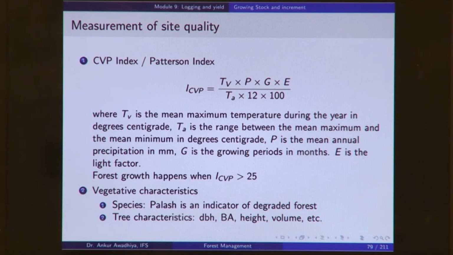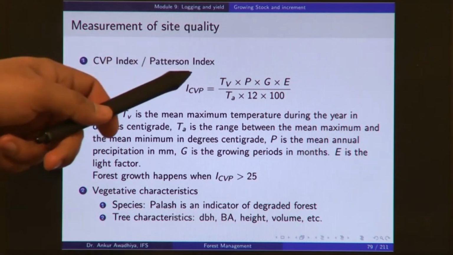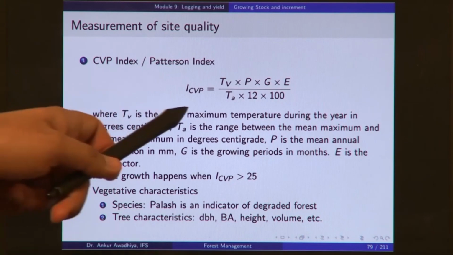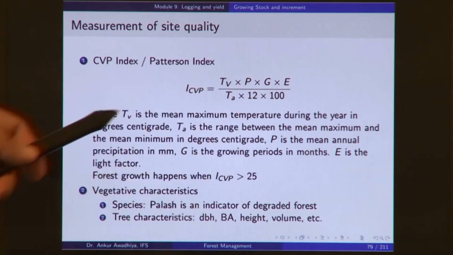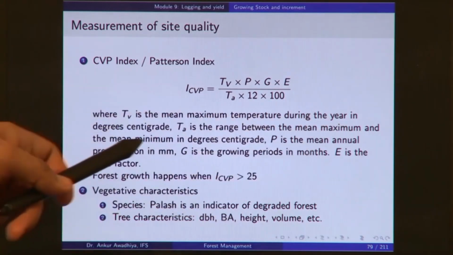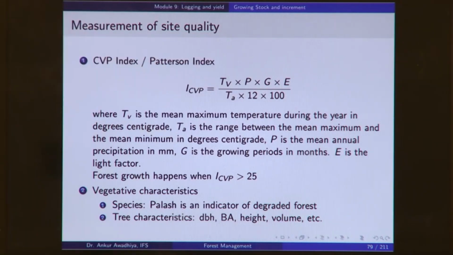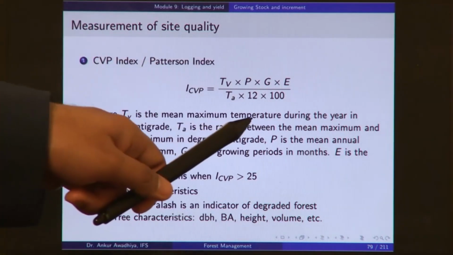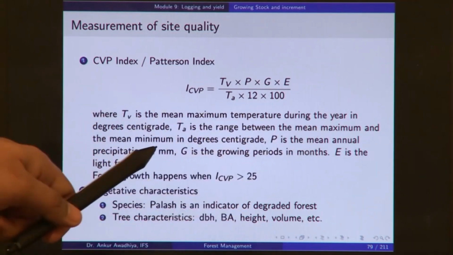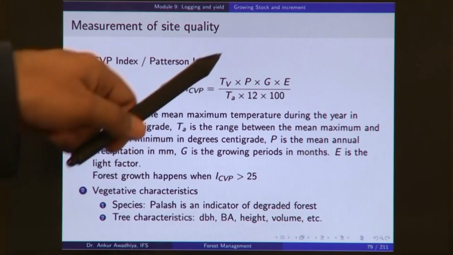The first one is the CVP index. So, CVP talks about the climate, the vegetation and the precipitation of the area. CVP is also written as the Patterson index. It is given by TV by TA, where TV is the mean maximum temperature during the year, TA is the range between the mean maximum and the mean minimum temperature. So, the greater the ratio, the greater will be the CVP index, multiplied by P, which is the mean annual precipitation in millimeters, multiplied by G by 12.